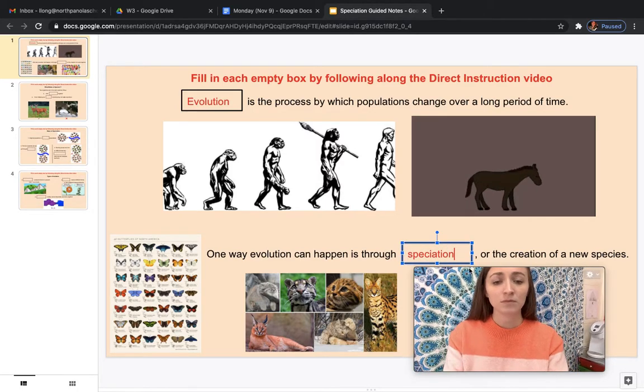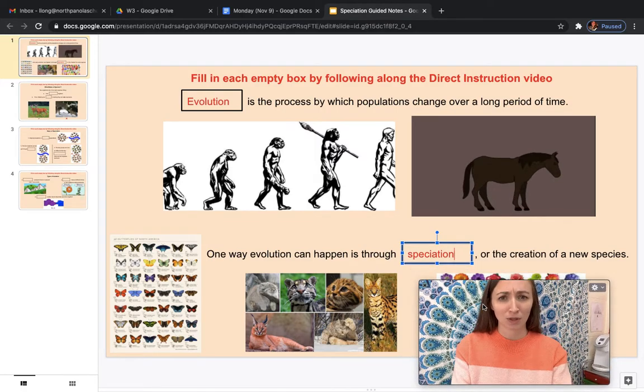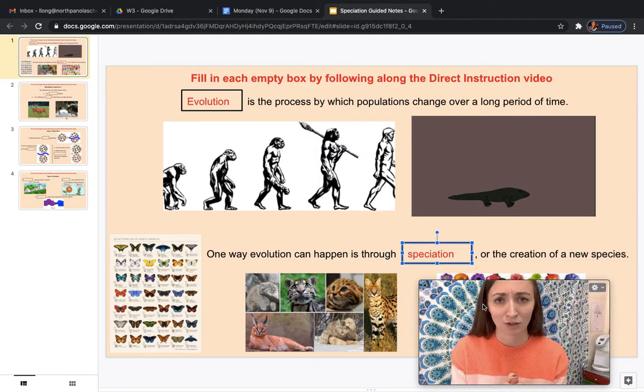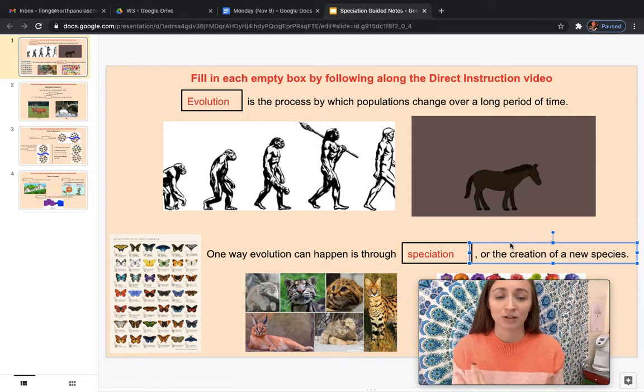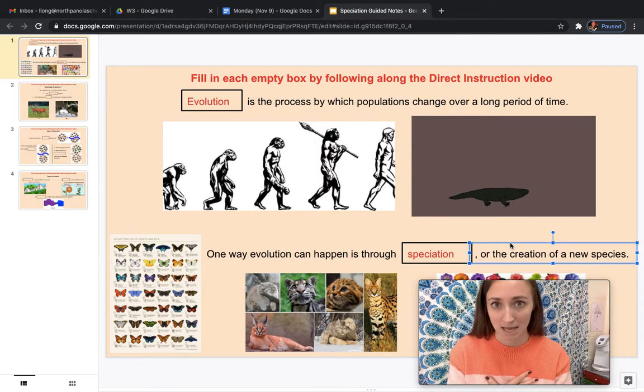Speciation. So the word's a little long. You might think that's another long term, I don't want to think about it, but it's really easy because it sounds like species. And that's exactly what it's talking about. It's just the creation of a new species. So a brand new species is being made. So how does that happen?